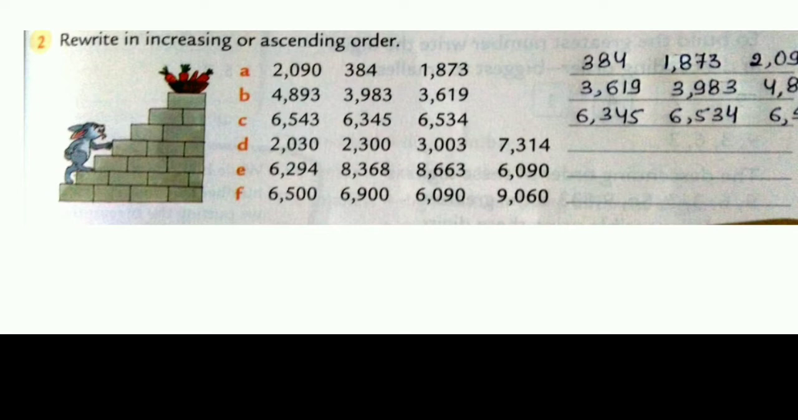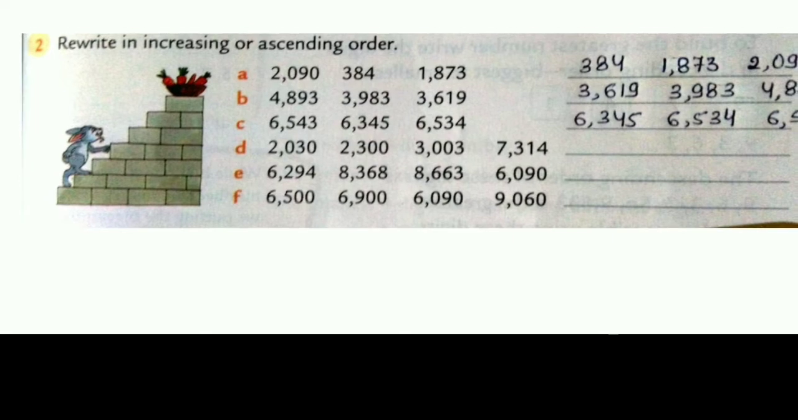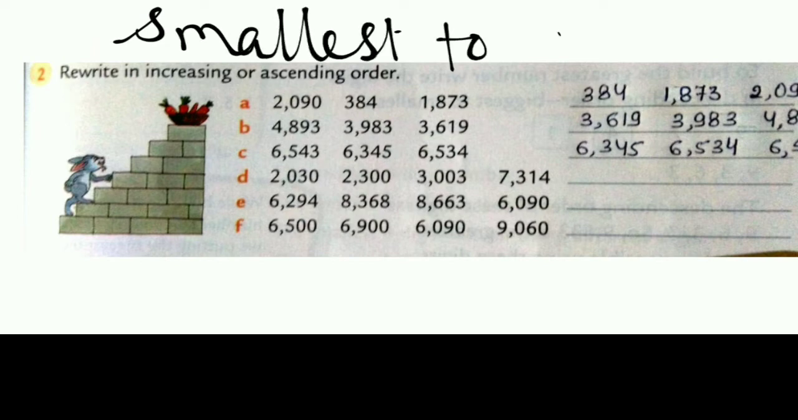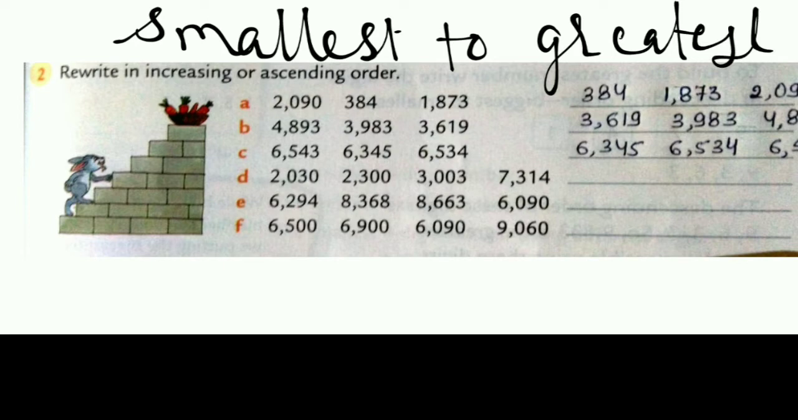Question number 2. Rewrite in increasing or ascending order. Increasing or ascending order means smallest to greatest. Okay, in this one 2090, 384 and 1873. Smallest number is 384. Then after 384 we will write 1873 and then we will write 2090.